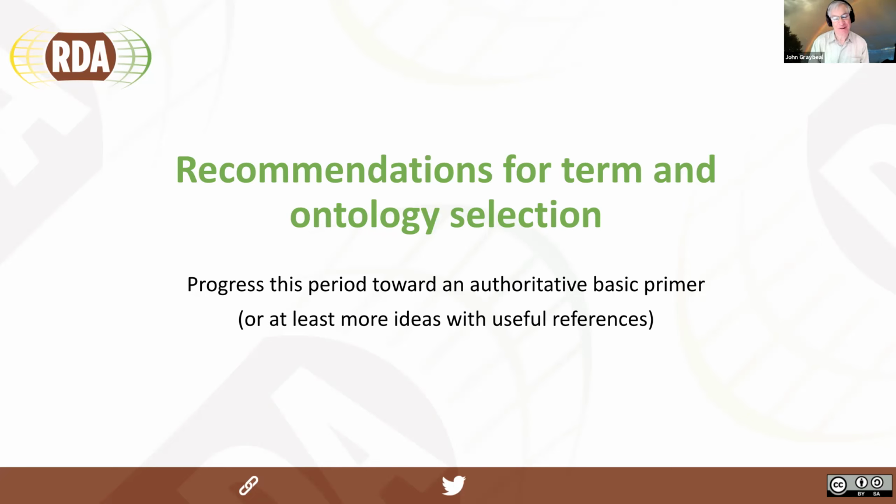So I'm going to very briefly talk about the recommendations for term and ontology selection. And as you frequent attendees of this meeting know, that's been going on for quite a while, and it makes a little bit of progress each time. And that was true in this case also. We're trying to create an authoritative basic primer for these questions: how do I pick a term, or how do I pick an ontology? Or at least offer more ideas about that with useful references. Next slide.